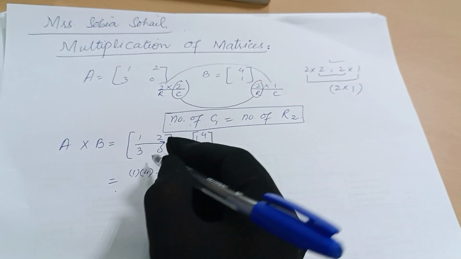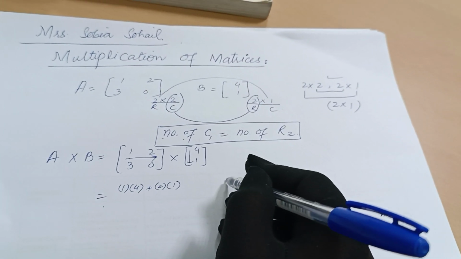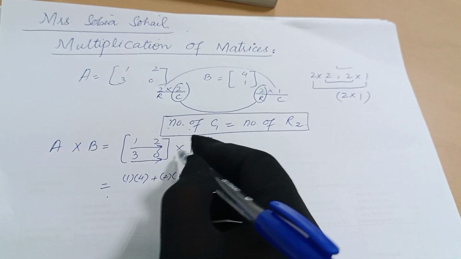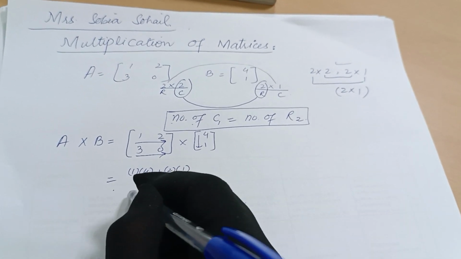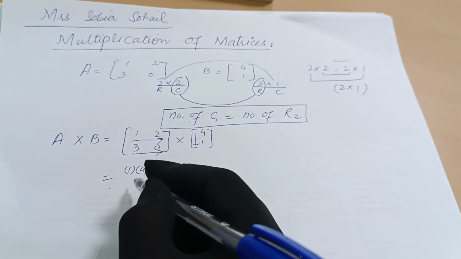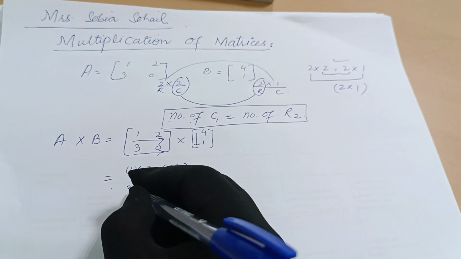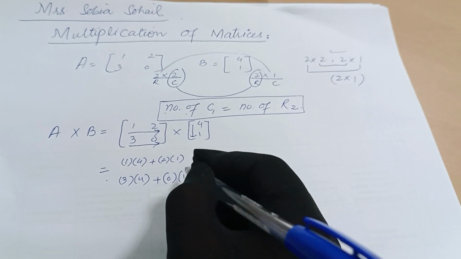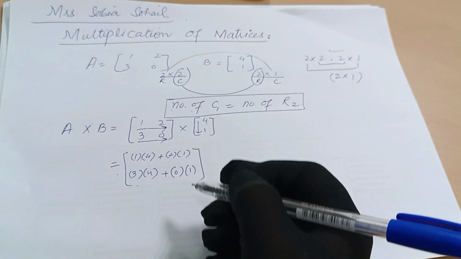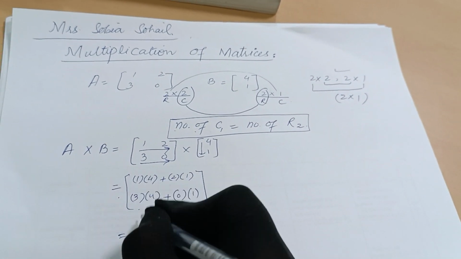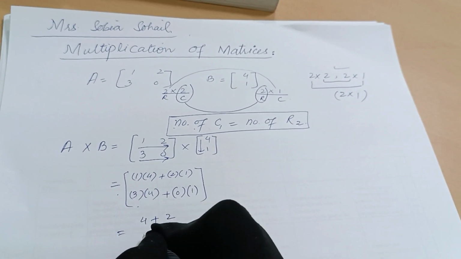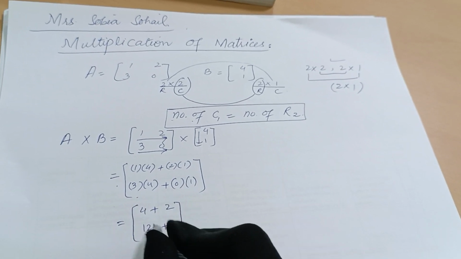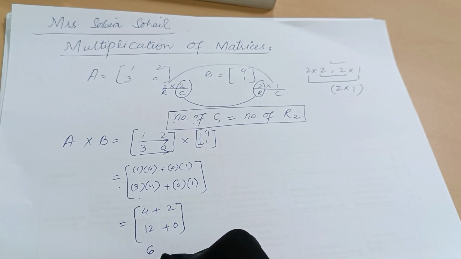It's okay. Then again, there is no second column, that's why this column will not be continued. So we will go to the next: second row, first column. It will make 3 times 4, tail to tail, plus head to head. So 1 4s are 4 plus 2 1s are 2, 3 4s are 12 plus 0 1s are 0. 4 plus 2 is 6, 12 plus 0 is 12.